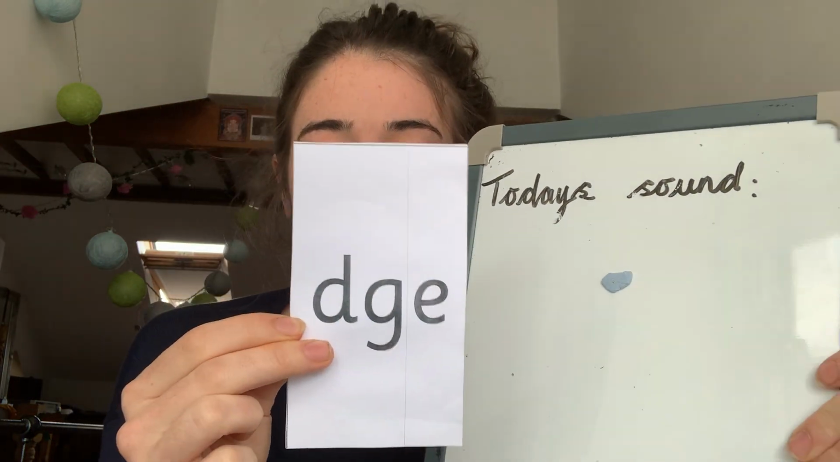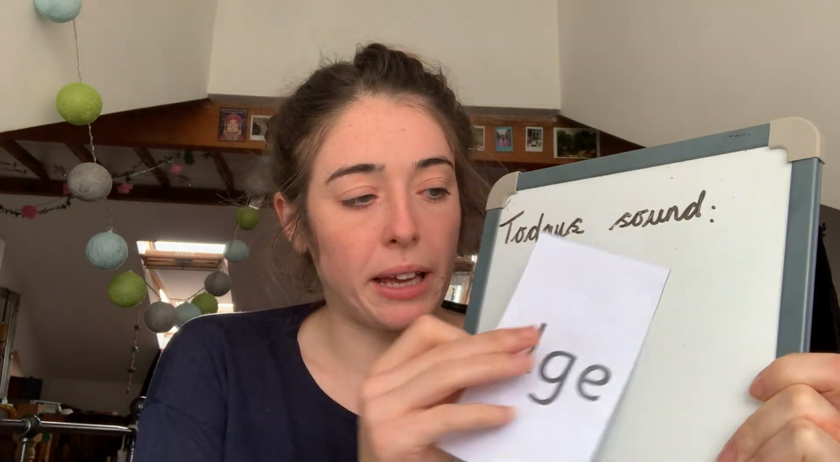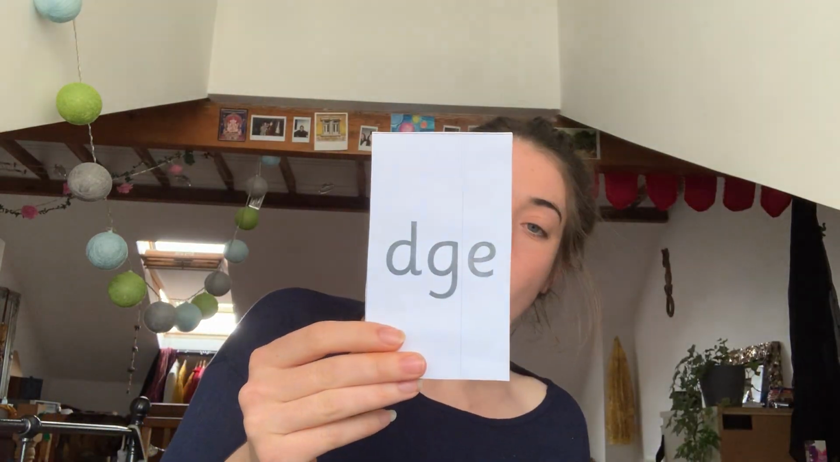So we have got a d, a g and an a, and this just makes the j sound. J. So my turn, j. Your turn. My turn, j. Your turn.